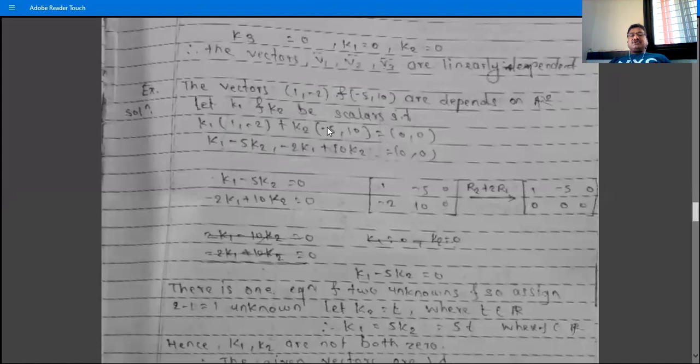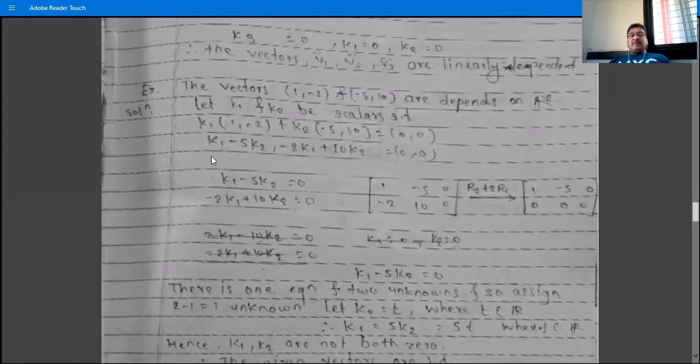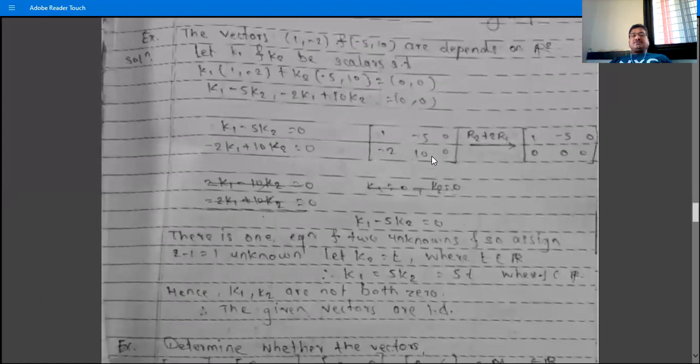So apply the definition of scalar multiplication and the definition of addition. We have, in round brackets, K1 minus 5K2, comma, minus 2K1 plus 10K2, is equal to the ordered pair (0, 0). And then compare LHS and RHS. We have K1 minus 5K2 is equal to 0, minus 2K1 plus 10K2 is equal to 0. Then we have to solve this system and find the values of K1 and K2.